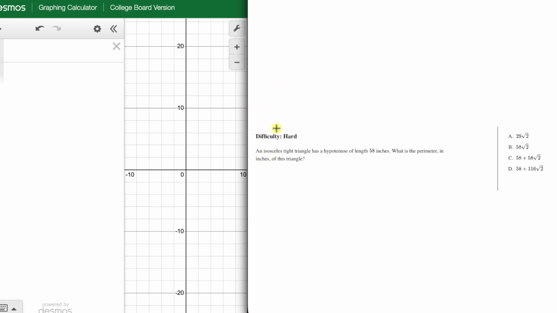It says an isosceles right triangle has a hypotenuse length of 58 inches. What is the perimeter in inches of this triangle? First, an isosceles right triangle looks something like this. It has these two lengths, which are the exact same, and this here is the right angle. Because this side and this side are the same length, and this is 90, these two angles must be equal, and they must also add up to 90, so they must both be 45 degrees.